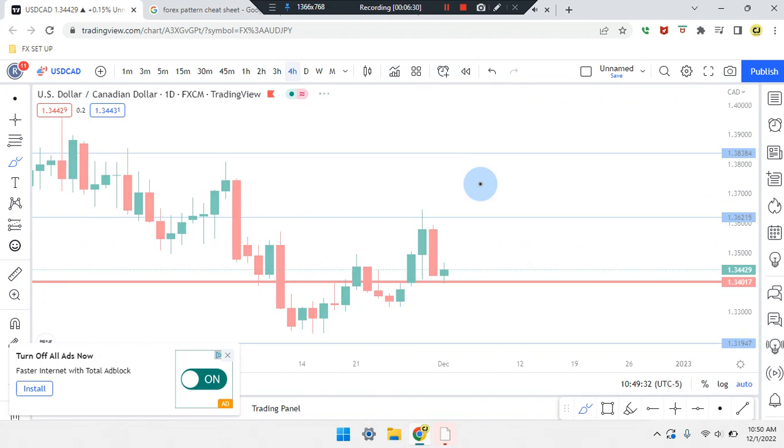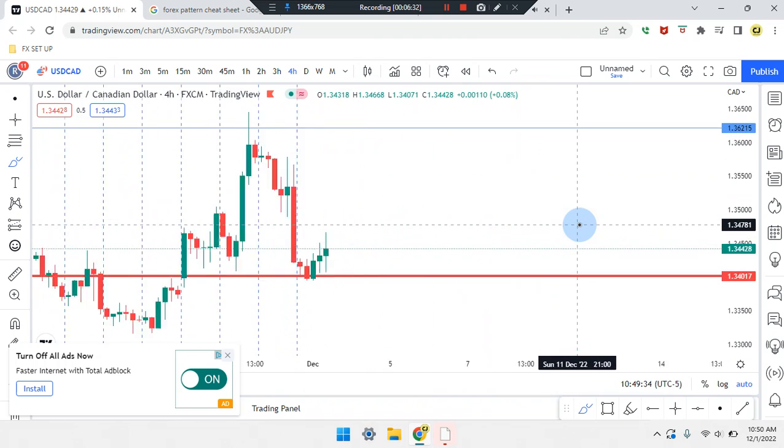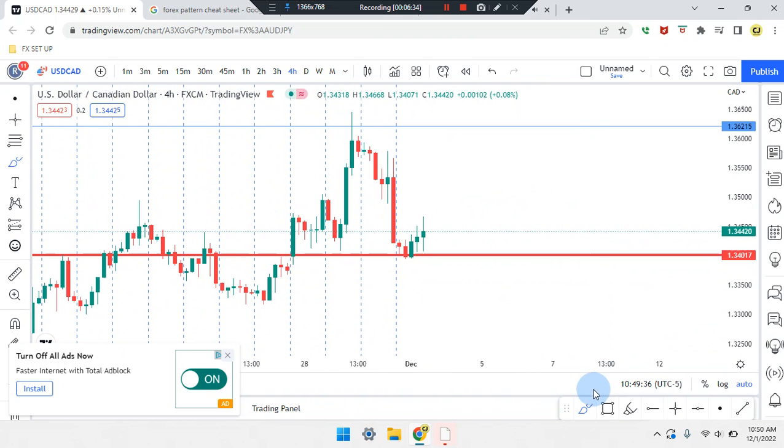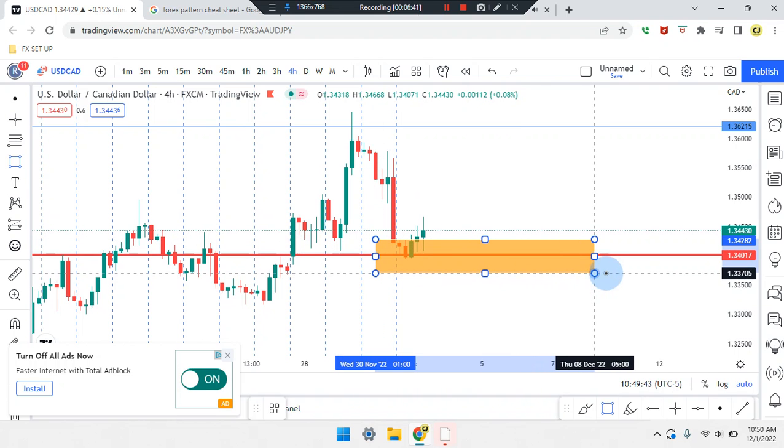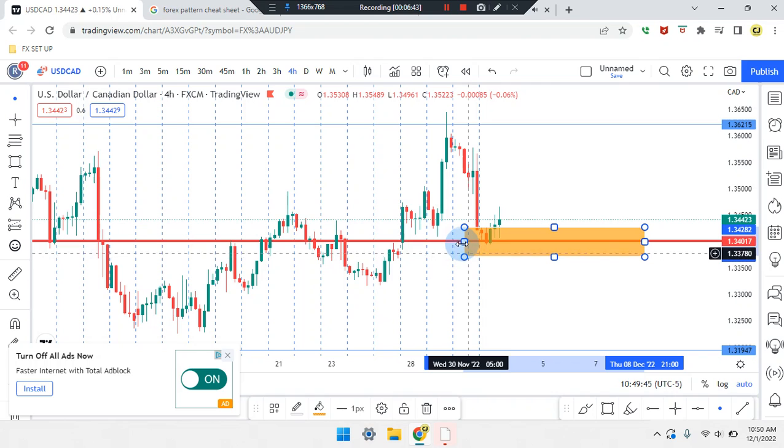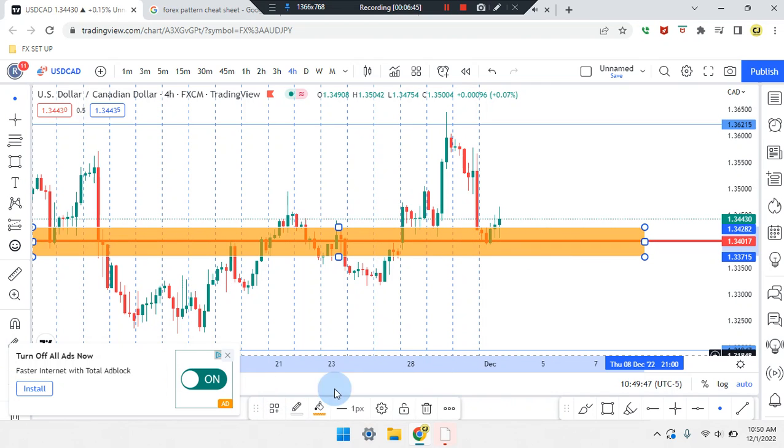Headed down to the 4-hour time frame. On that 4-hour time frame, we know we are above an SR line. We're going to put a zone in that area, a little bit above, a little bit below. Let's take a look at what's happening.